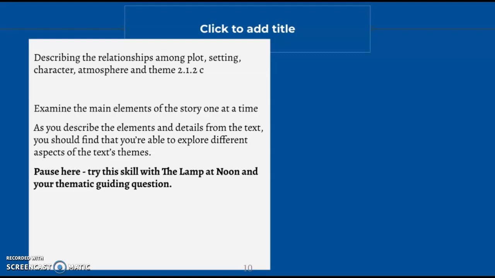think about how that plays out in The Lamp at Noon, with the plot, the setting, the characters, and the atmosphere. Or if you chose the other guiding question, think about how characters see themselves affects their ability to make free choices. And again, apply that to the plot of the story, the setting, the characters, and the atmosphere.